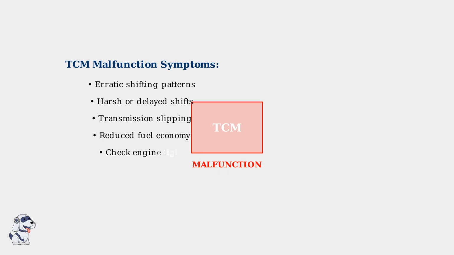When the TCM malfunctions, the entire transmission system becomes compromised. A faulty TCM cannot properly process sensor data or send accurate control signals. Common symptoms of TCM malfunction include erratic shifting patterns, harsh or delayed shifts, transmission slipping, reduced fuel economy, and activation of the check engine light.